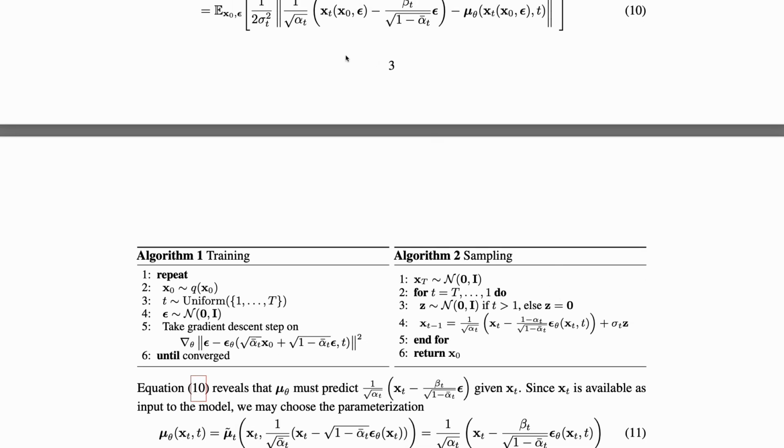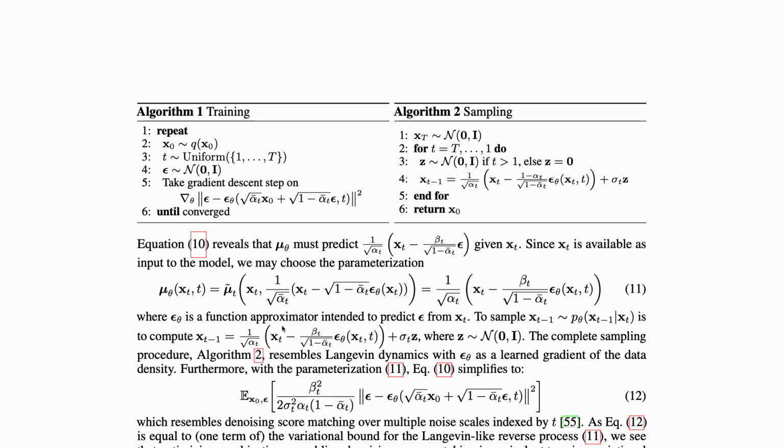This part is the same as this part, where epsilon theta is a function approximator intended to predict epsilon from xt. To sample xt minus 1 given xt is to compute xt minus 1 as this part, where z is sampled from a standard normal Gaussian distribution, with zero mean and identity covariance matrix. The complete sampling procedure, algorithm 2, resembles Langevin dynamics with epsilon theta as a learned gradient of the data density.